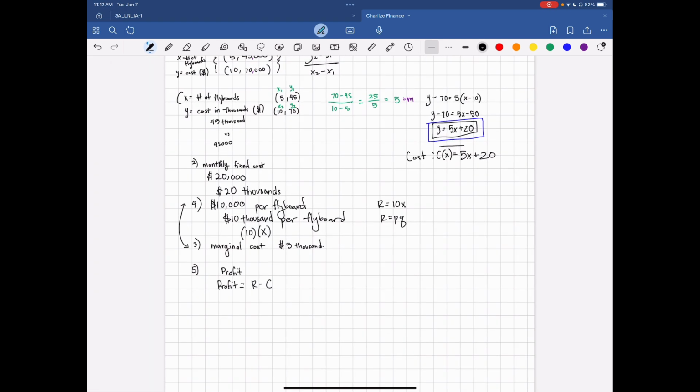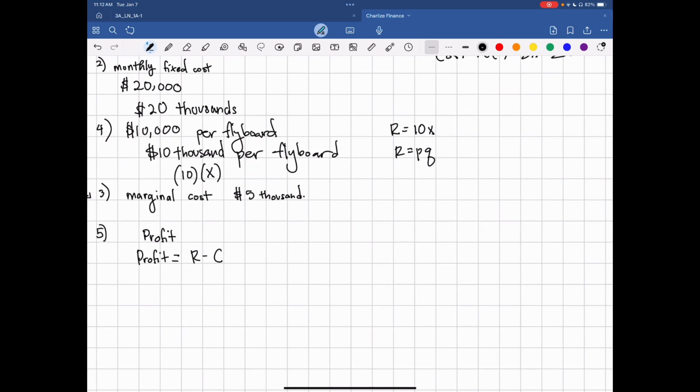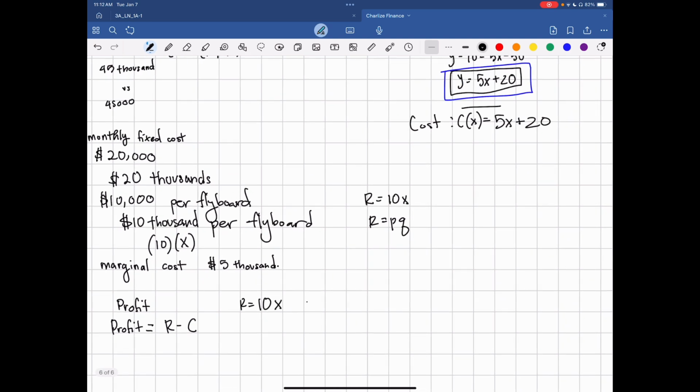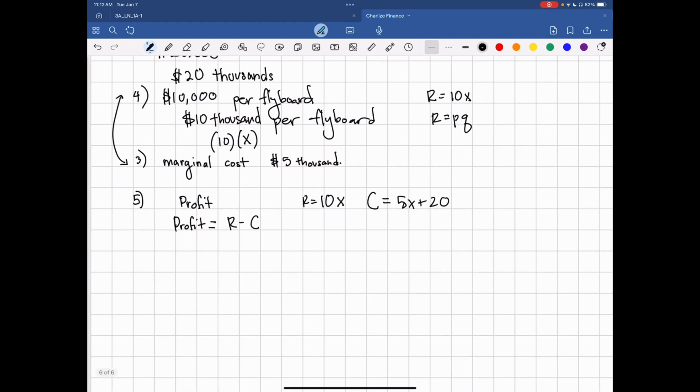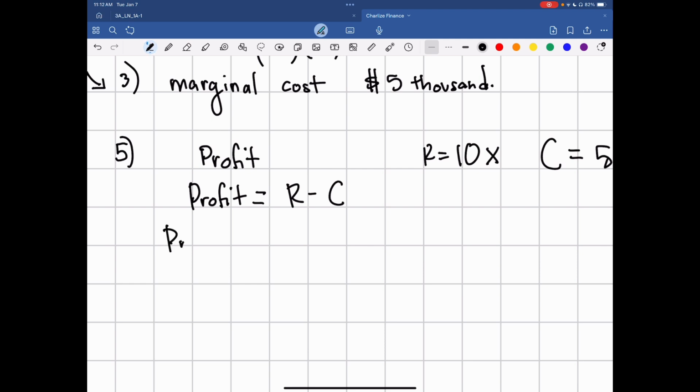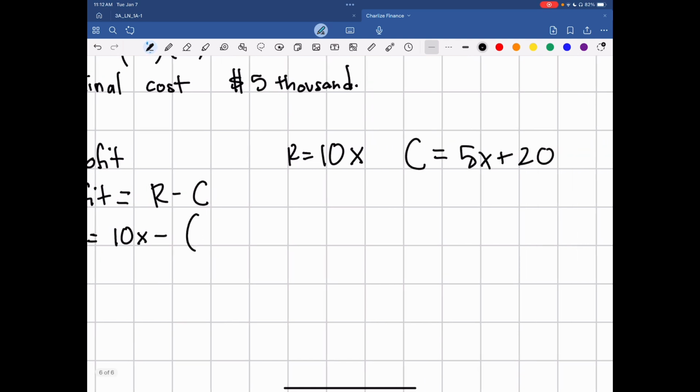I already have both of my equations. I just need to plug it in. I'm going to lay it out so it's all in front of us. R is equal to 10 times X, and C is equal to 5X plus 20. So we look here, profit is equal to 10X minus, and the parentheses are essential in this case, 5X plus 20.